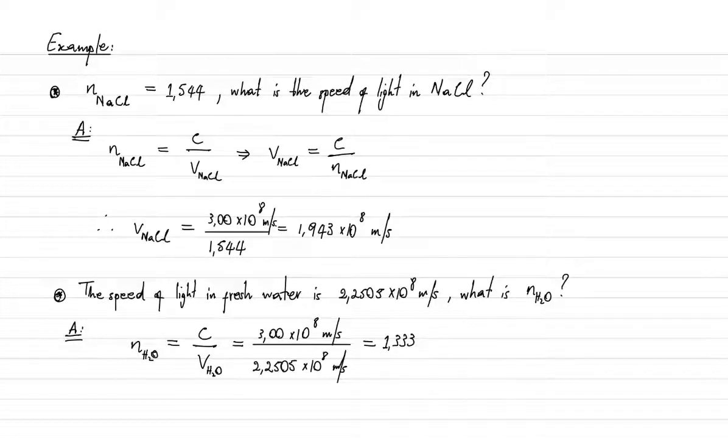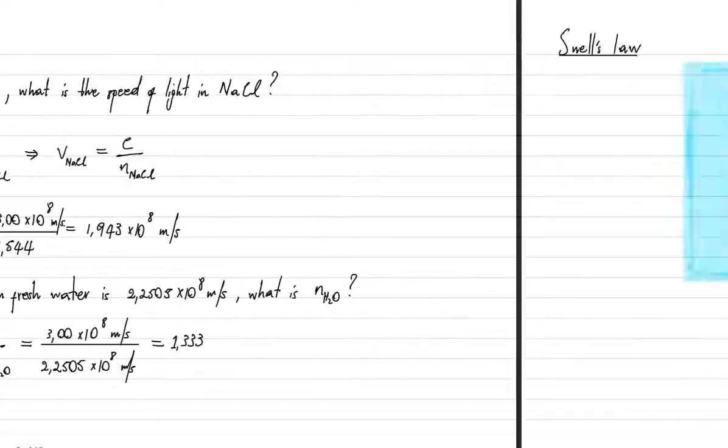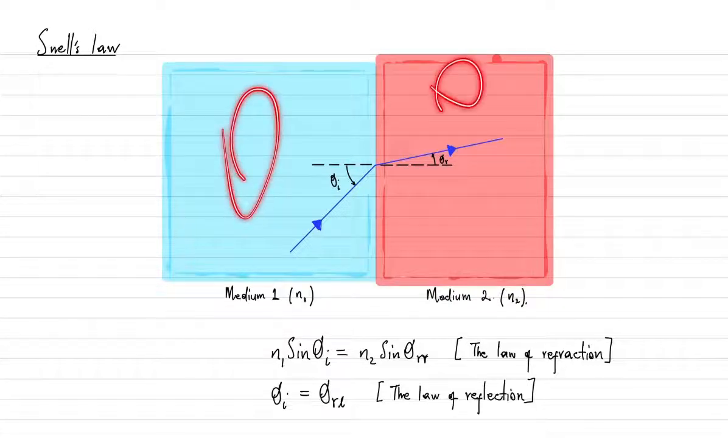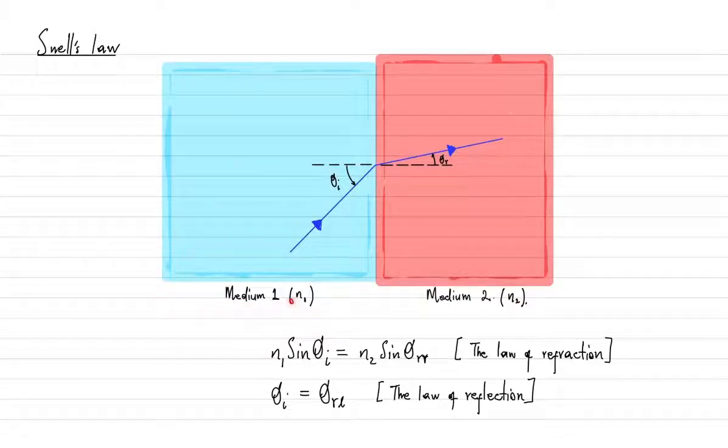Okay, hopefully this gives us a bit of an idea of how to exploit and how to use the idea of an index of refraction. Now we're in a good position to begin to talk about the law that governs refraction. So then this brings us to Snell's law. So we have two media. One is medium 1 with a particular index of refraction. And we also have a second medium with a different index of refraction.